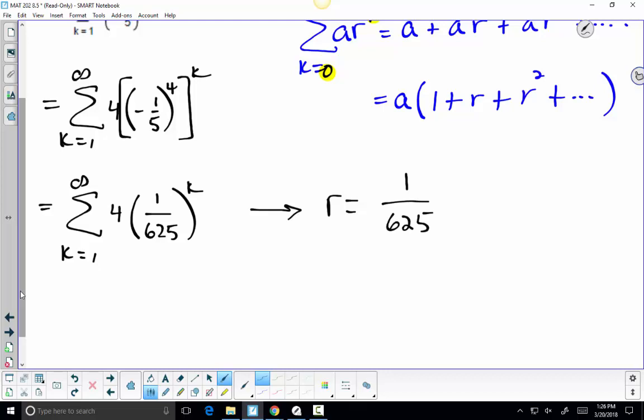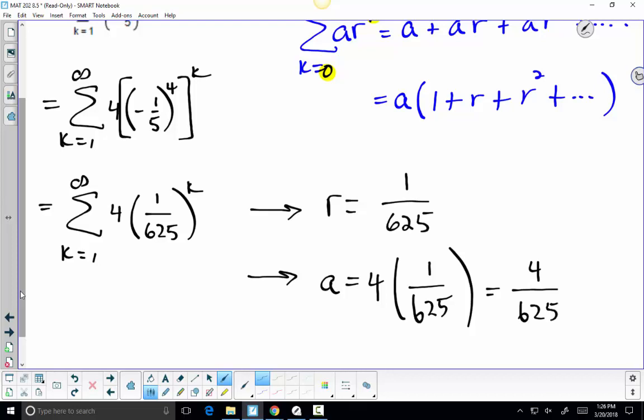A lot of us might just want to say, oh, a is 4. If this started at 0, a would be 4. But this starts at 1. So a is going to equal the 4. You plug in your first index value to get your a. And because the first index value is 1, not 0, we need to take that into consideration. So there's our r, there's our a.